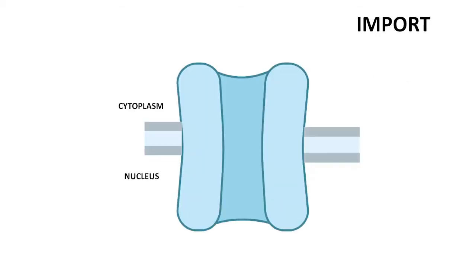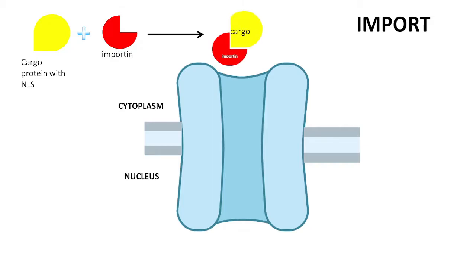Now let's look at the import mechanism. Let's just say there is a cargo protein containing the nuclear localization signal and there is an importin protein. Now importin binds to the cargo protein containing NLS. Now this whole complex together moves through the nuclear pore complex or NPC and moves inside the nucleus.